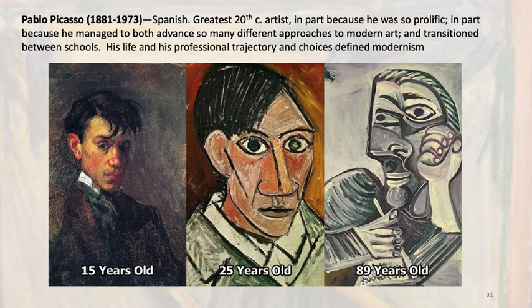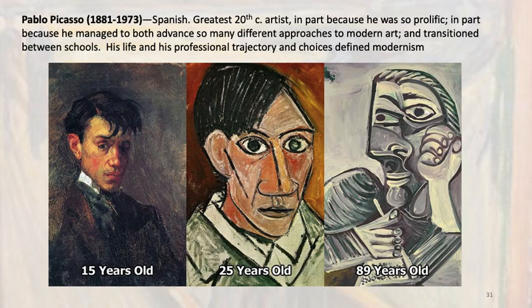And then probably the most characteristic artist, which we'll focus on as the last section here, the great Spanish artist Pablo Picasso, who was born in 1881 and lived till 1973. He's great in part because he was so prolific, and his art spans so many different movements in art, and also shows transitions between different schools. His life, in many ways, defines modernism.